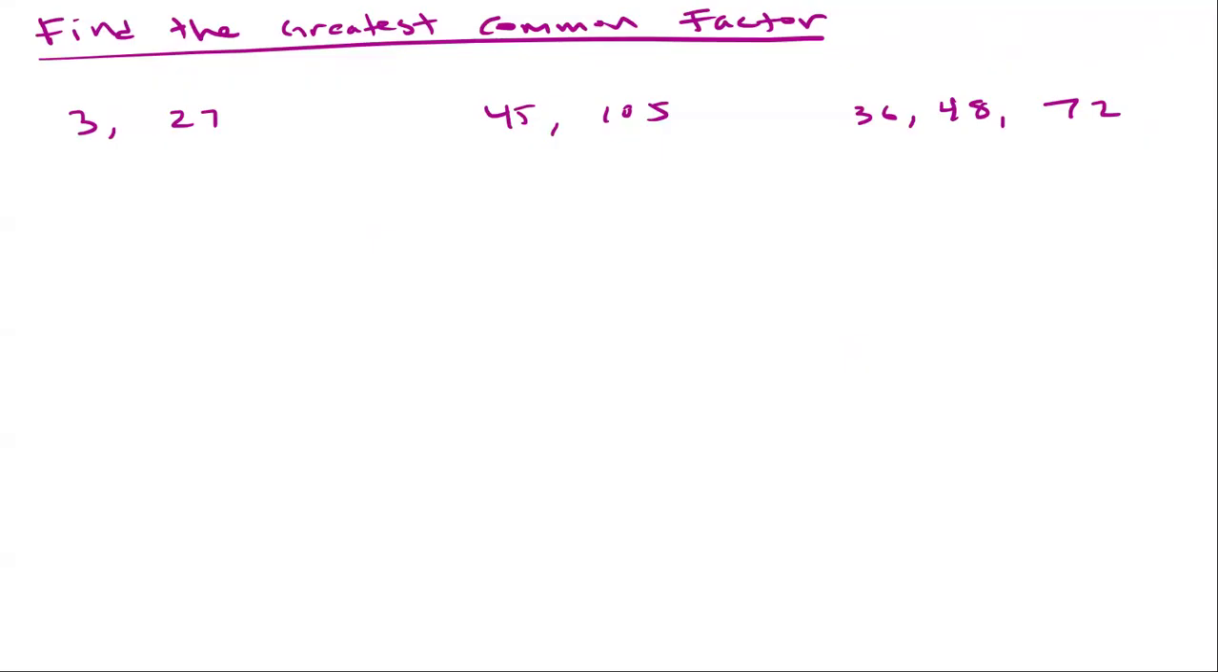Okay, so this one, they want us to find the greatest common factor. For this one, there's two numbers, 3 and 27. What's the greatest common factor? For this one, 45 and 105, what's the greatest common factor? And this one, there's three numbers. So we need to find the greatest common factor between those three numbers.